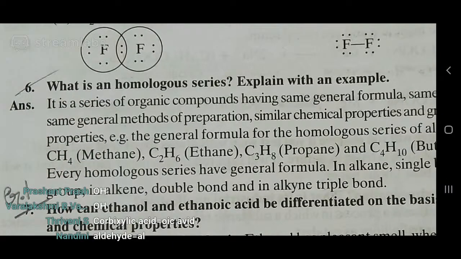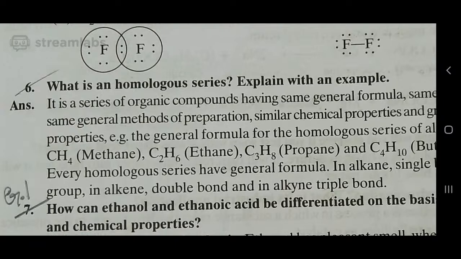What is a homologous series? The organic compounds having same functional group, same general formula, and same chemical properties, and each alternate compound differs by CH2 are called homologous series. A series of organic compounds where each alternate compound differs by CH2.